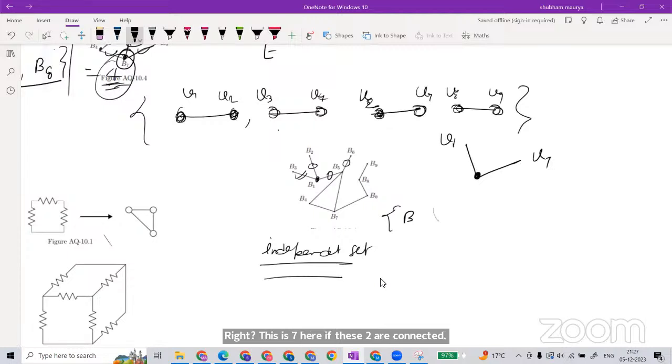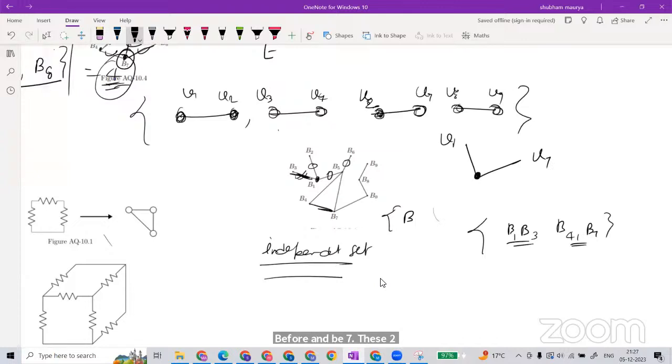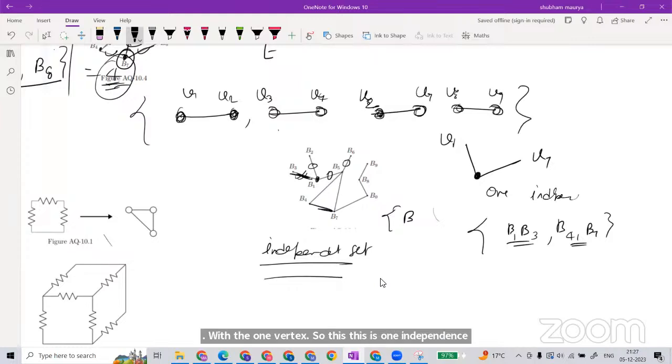So suppose I chose V3 and then V7. Sorry, this is not V7; these are edges, no? So suppose I am choosing the edge V1, V3 and this edge V4, V7. These two edges are not connected with one vertex. So this is one independent set.